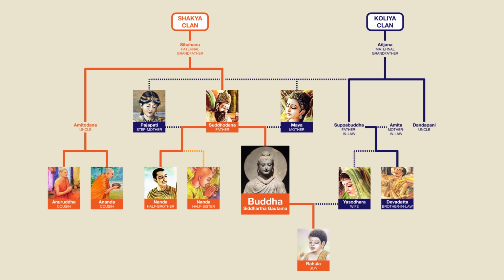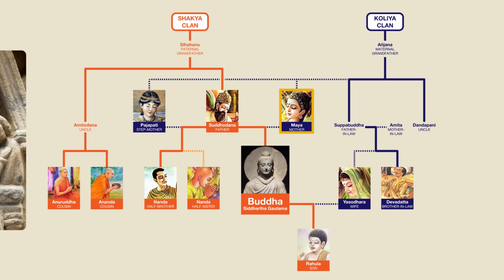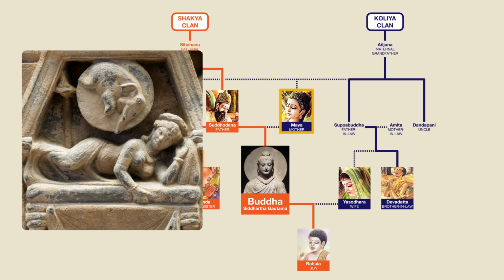Suddhodana married two sisters, Pajapati and Maya, from the Koliya royal family. Their brother, Supabuddha, would go on to become the Koliya king. Maya was the mother of the Buddha, and there is an elaborate story concerning her that relates to the Buddha's conception and birth. One night during a full moon, she had a vivid dream in which a white elephant holding a lotus flower appeared, circled her three times, and then entered her womb through her right side. This was supposedly the moment that the Buddha was conceived.